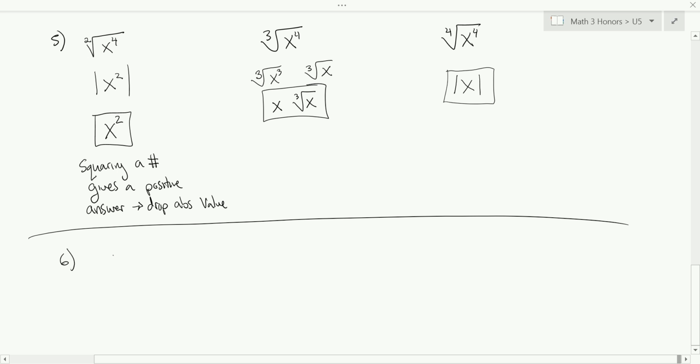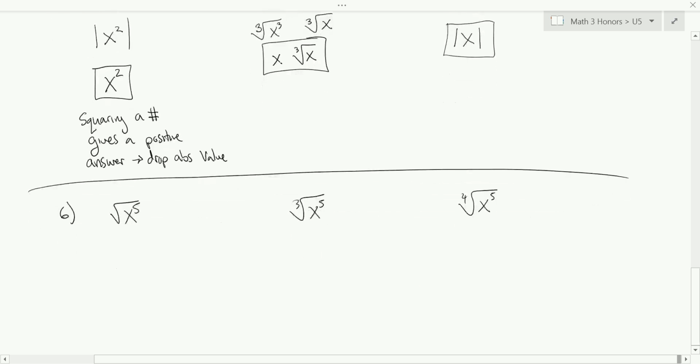All right. Let's try the square root of x to the 5th, cube root of x to the 5th, 4th root of x to the 5th. So on the square root of x to the 5th, I'm going to split that up to something I can take the square root of. So square root of x to the 4th times the square root of x. Square root of x to the 4th is, we already did that, right? We got x squared and the square root of x.